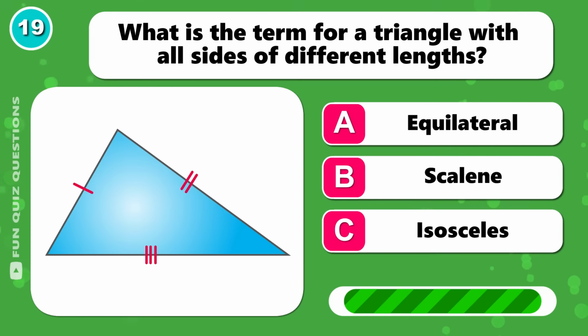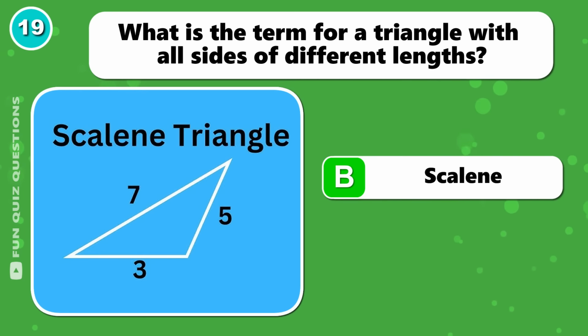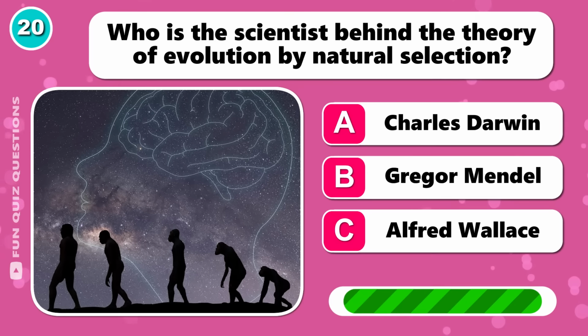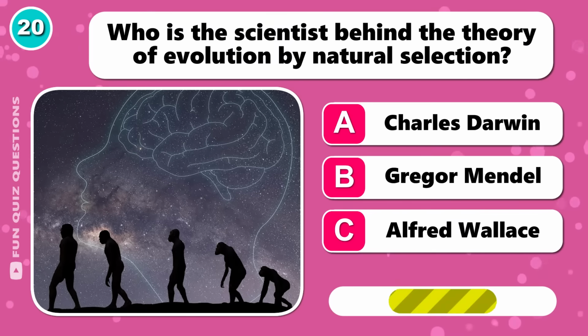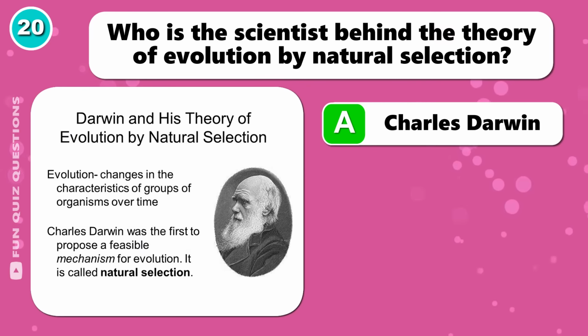What is the term for a triangle with all sides of different lengths? Correct, B, scalene. Who is the scientist behind the theory of evolution by natural selection? A, Charles Darwin.